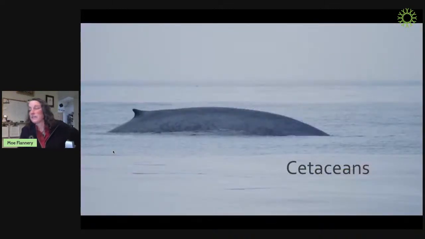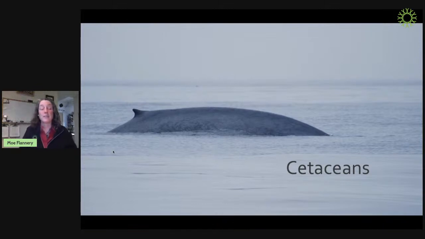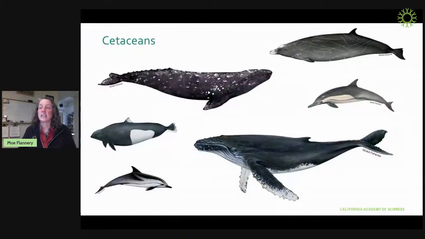So cetaceans, I don't have time to take you through all the possible cetaceans you can see along the West Coast, and there are a lot of them. So we're just going to focus on a few. There are actually about 90 species of whales, dolphins, and porpoises throughout the world. And most species prefer the colder waters of the northern and southern hemisphere.